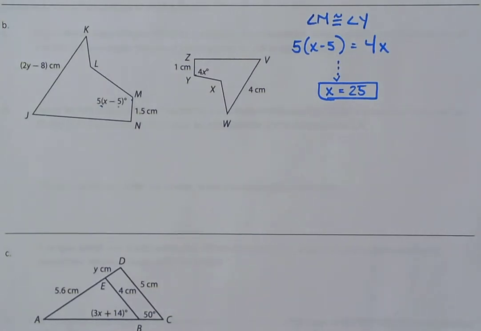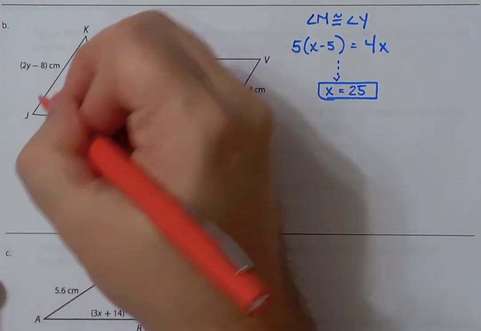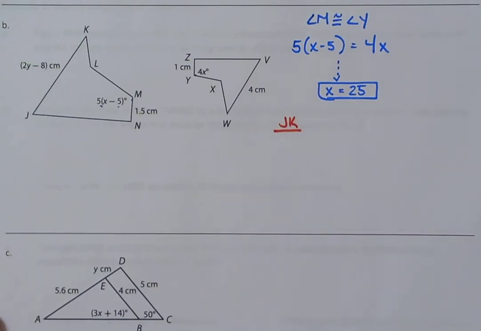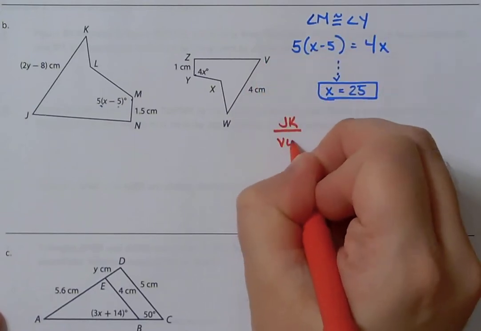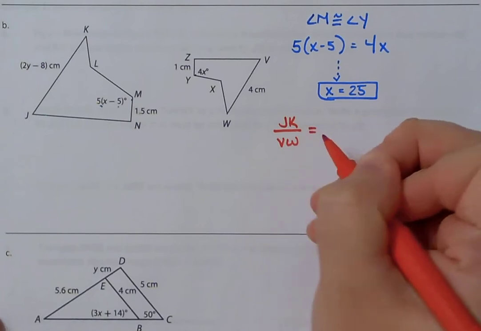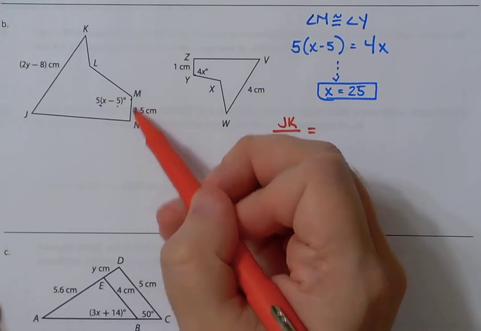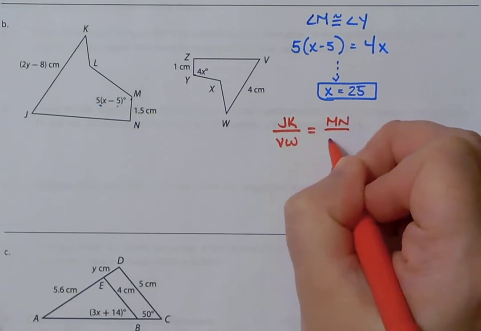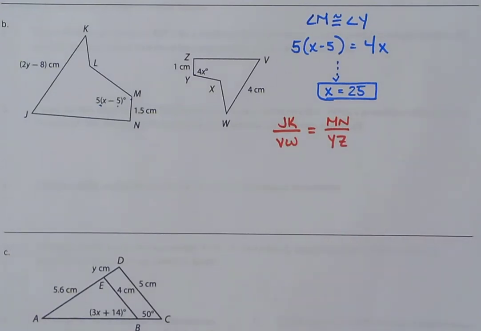Next, we have to solve for y. So for y, in this case, we're going to deal with the side length because we have 2y minus 8. So we're going to take the side JK, and that's going to be proportional to the side of VW. Now, if we're setting up a proportion, we need another set of side lengths. Well, they tell us the value of MN, and that side is going to be related to ZY. So if we have MN over YZ, that's going to allow us to set up our proportion.